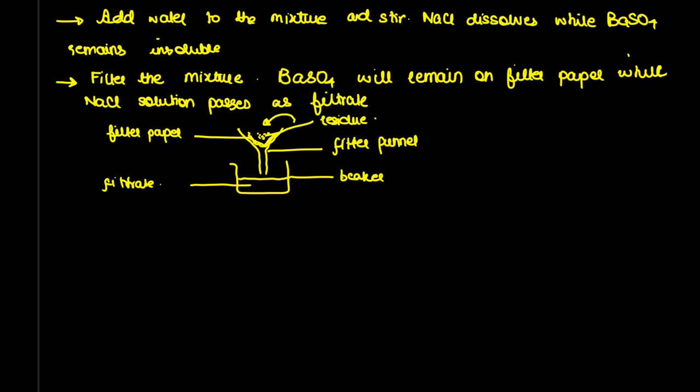So I washed the barium sulfate that is collected on the filter paper. Why? Because there might be some NaCl particles that might be left, or stuck along with the barium sulfate. So I wash the barium sulfate crystals under distilled water. Alright, why under distilled water? Because tap water contains impurities, so I want a pure sample. I want a pure and dry sample.